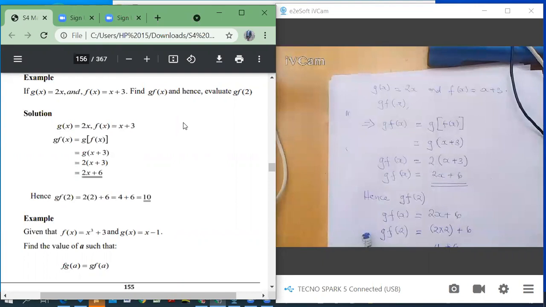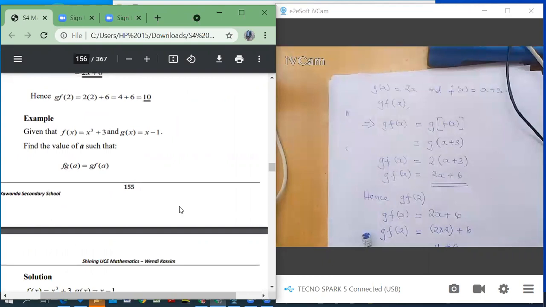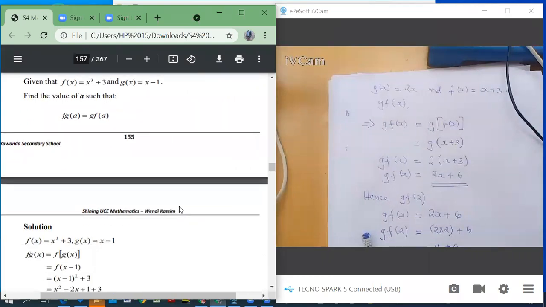The answer is 10. All right. Now the next example that I think is going to be our last example. Then you go and do the exercise, okay?